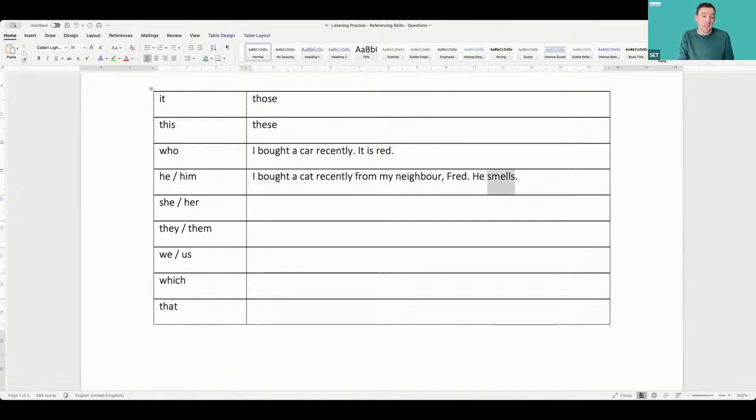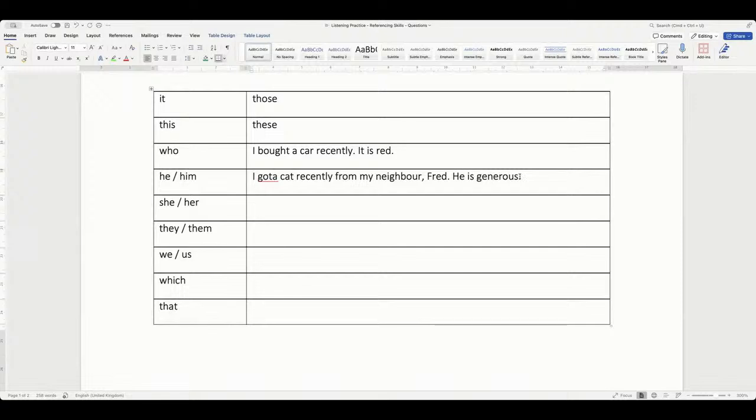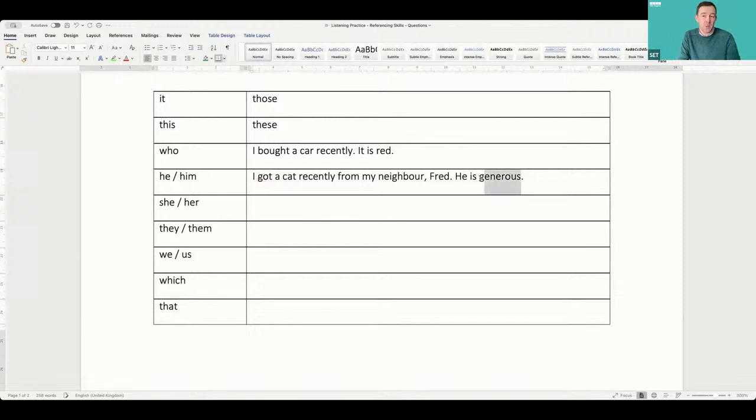Okay. But what if I put, I got a cat recently from my neighbor. He is generous. Have you ever described a cat as generous? No. My neighbor is, no. What about if I put he is nice? We don't know again, do we? Because I've used got a cat. But if it was I bought a cat, it's not nice to sell someone a cat, is it? So now you're thinking it's the cat again.